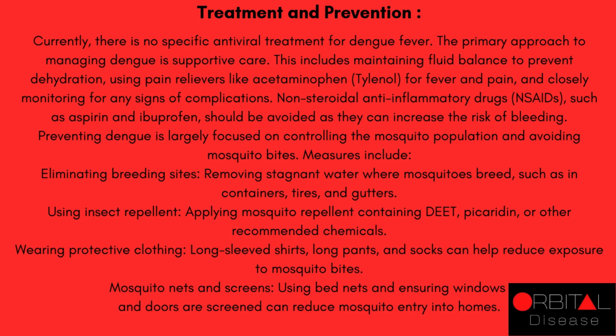Preventing dengue is largely focused on controlling the mosquito population and avoiding mosquito bites. Measures include eliminating breeding sites, removing stagnant water where mosquitoes breed, such as in containers, tires, and gutters. Using insect repellent, applying mosquito repellent containing DEET, picaridin, or other recommended chemicals. Wearing protective clothing, long-sleeved shirts, long pants, and socks can help reduce exposure to mosquito bites. Mosquito nets and screens, using bed nets and ensuring windows and doors are screened can reduce mosquito entry into homes.